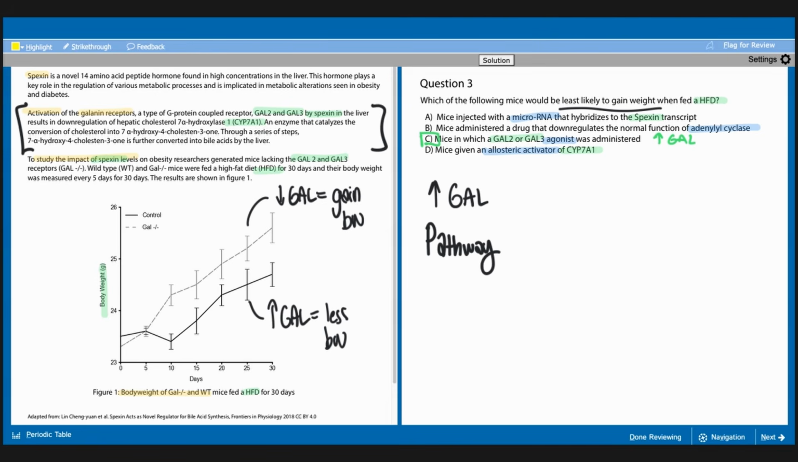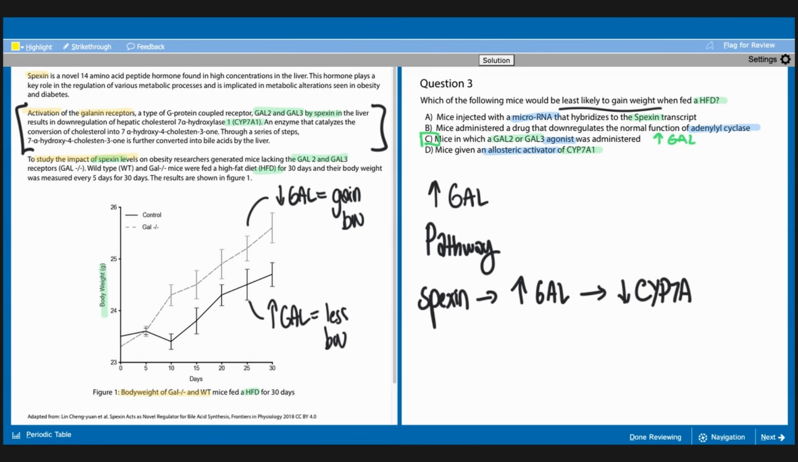To get started, we'll just go ahead and reread this particular pathway and then begin to chart it out in a flowchart method. So here it says that activation of the galanin receptor, a type of G protein coupled receptor, GAL2 and GAL3, by spexin in the liver, results in something. So the first thing that we want to know is what was activating the galanin receptor, and here they tell us that it is spexin. So if we have spexin, then we're going to see an increase in the amount of galanin receptor activation. Well, what does this lead to next? Well, this apparently results in the downregulation of hepatic cholesterol 7 alpha hydroxylase 1, which is CYP7A1, and therefore we can just go ahead and draw a little downregulation of this.